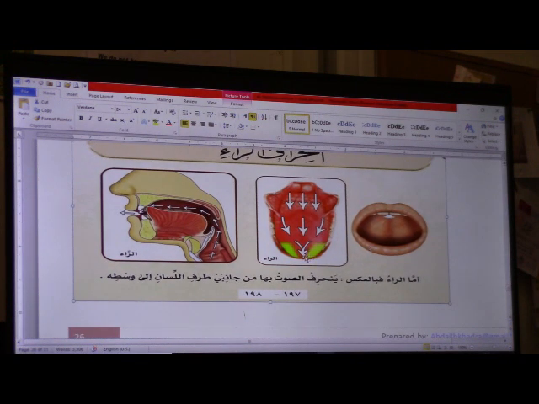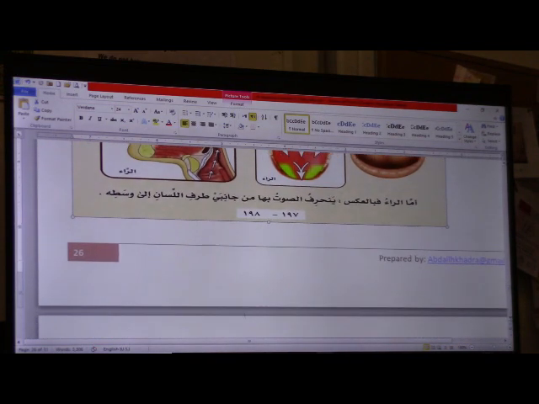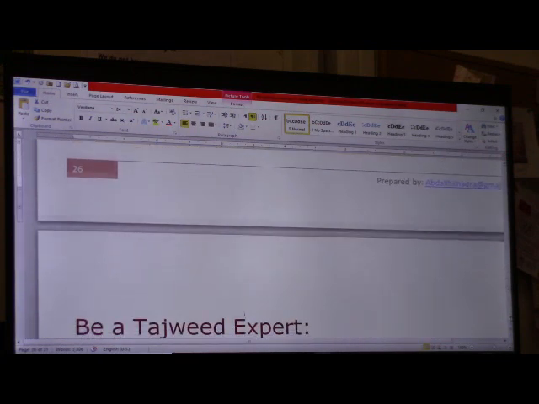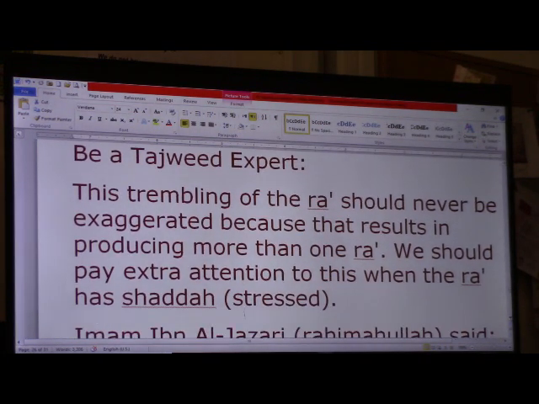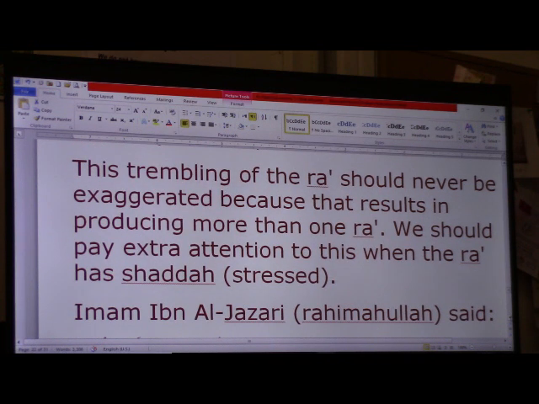See how the sound, how the tight makhraj, ya Shaykh, how all the sounds come from here. This will make the repetition in the ra, that little, slight, hardly noticeable trembling of the letter. This trembling of the ra should never be exaggerated, because that results in producing more than one ra. Right?